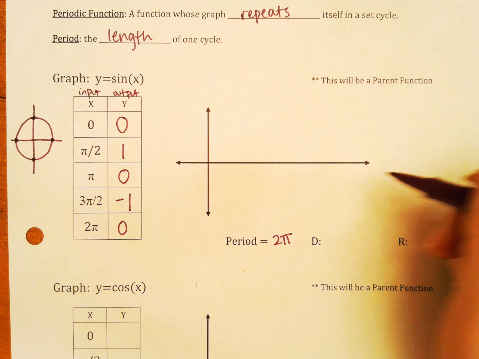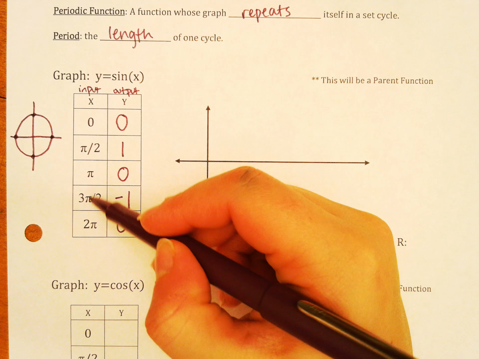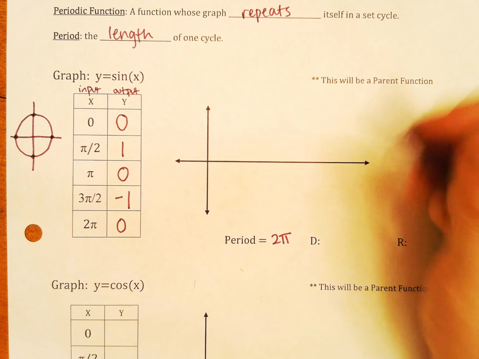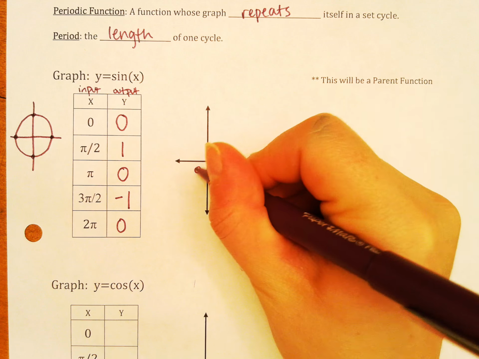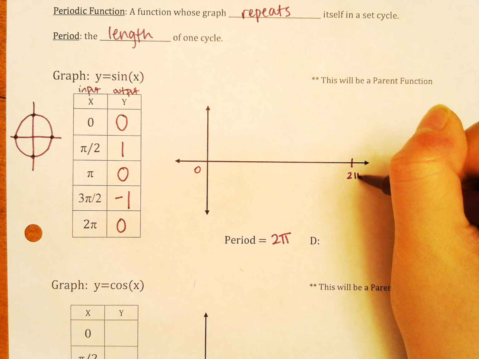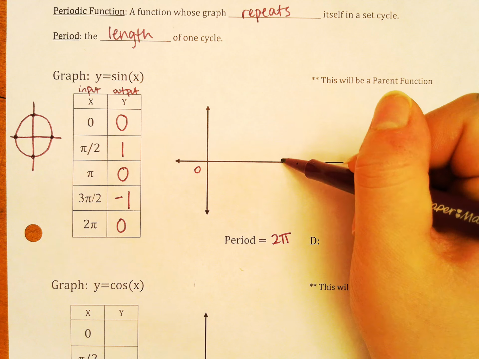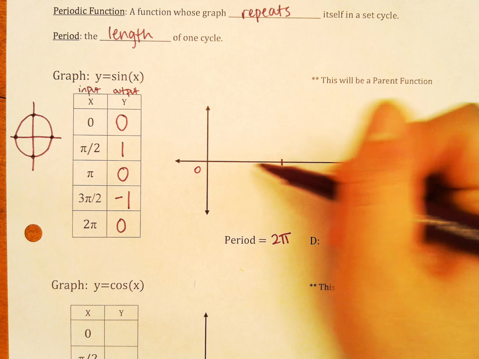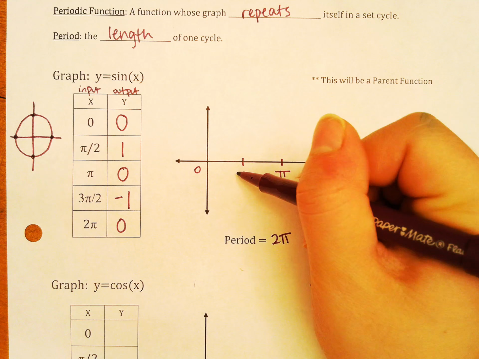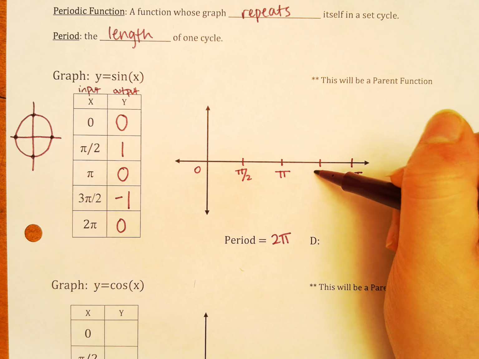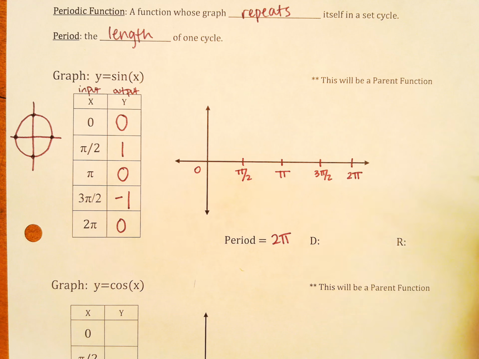So I'm going to label this on my x-axis. So these are all, again, my x values, my theta values. So here's 0 and 2 pi here at the end. Halfway between that is going to be pi. We have pi over 2 and 3 pi over 2.